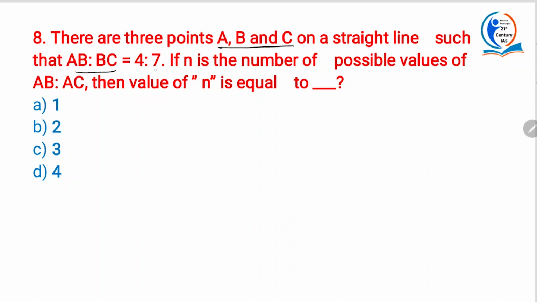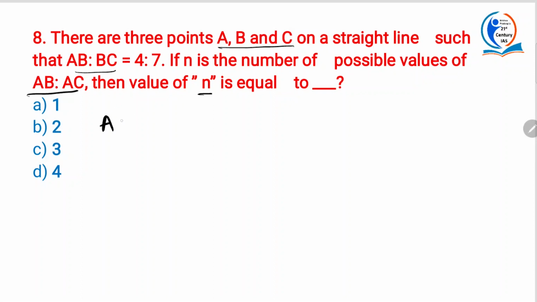Alright, now there are 3 points A, B and C on a straight line such that AB is to BC is 4:7. If n is the number of possible values of AB is to AC, then what is the value of n? Okay, now at first instance it might look like a very tough problem. However, you have to divide it into cases or scenarios.